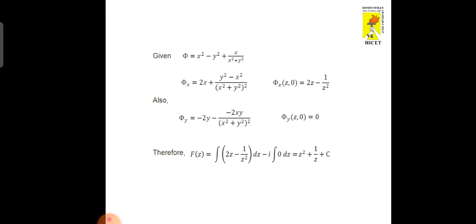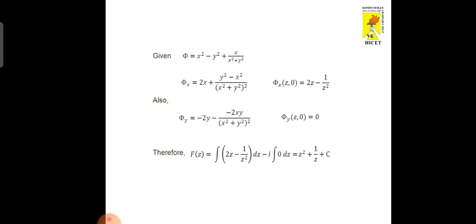So ∂φ/∂x = 2x + (y² − x²)/(x² + y²)². After finding this, we replace x by z and y by 0. We will get 2z − 1/z². Similarly, we find ∂φ/∂y at (z,0). Now we substitute into Milne-Thomson's formula: f(z) = ∫ (2z − 1/z²) dz − i·0. Now we integrate: z² + 1/z + c, which is the analytic function.